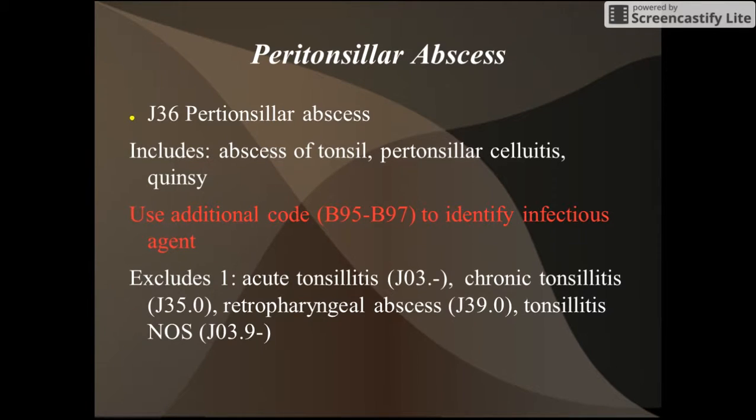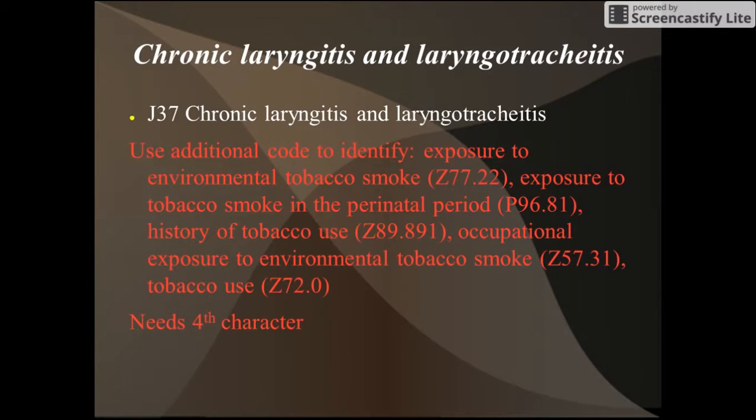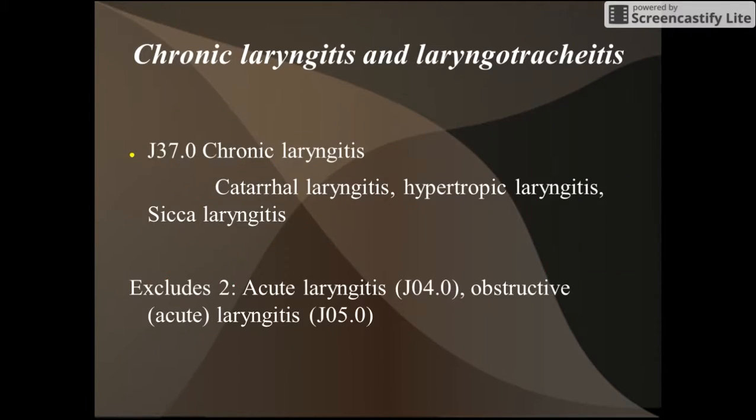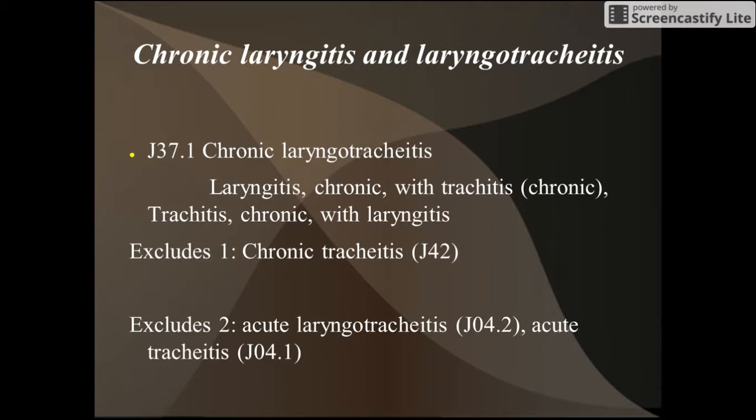J36 is a peritonsillar abscess. You're going to use an additional code to identify the infectious agent. J37 is chronic laryngitis and laryngotracheitis. Again, an additional fourth character and an additional code to identify any exposure to tobacco smoke. So J37.0, chronic laryngitis. J37.1, chronic laryngotracheitis.